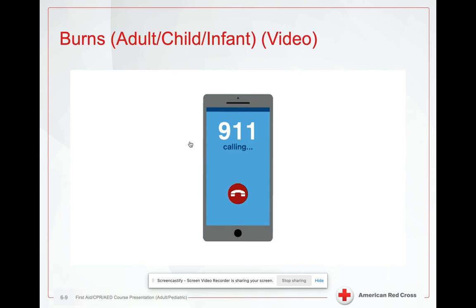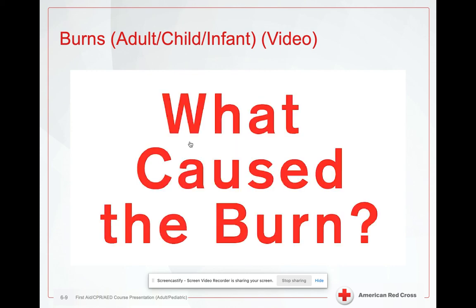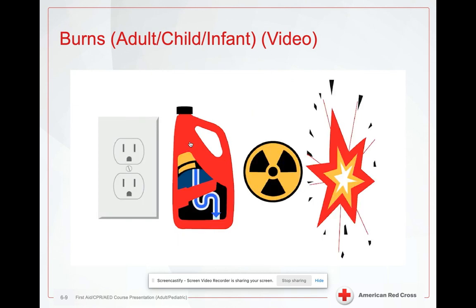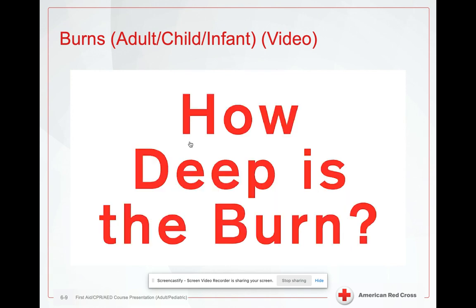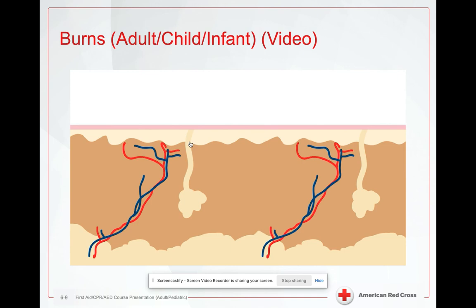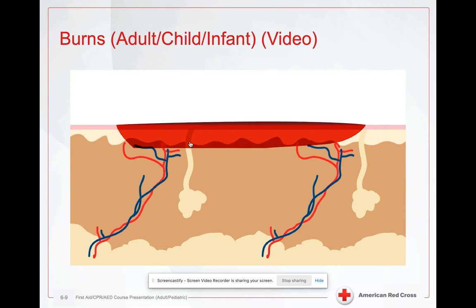To decide whether a burn is critical, look at the following factors. What caused the burn? Burns caused by electricity, chemicals, nuclear radiation, or an explosion are considered critical burns. How deep is the burn? Burns can affect only the top layer of the skin, or they can extend through the deeper layers of the skin or the fat, muscle, or bone underneath. The deeper the burn, the greater the severity.